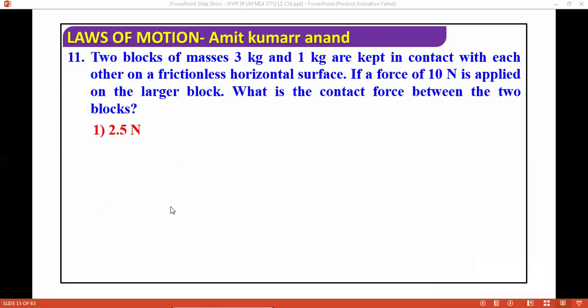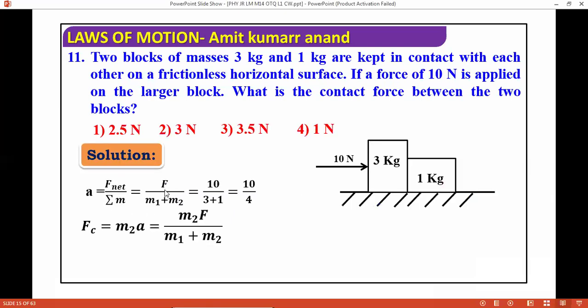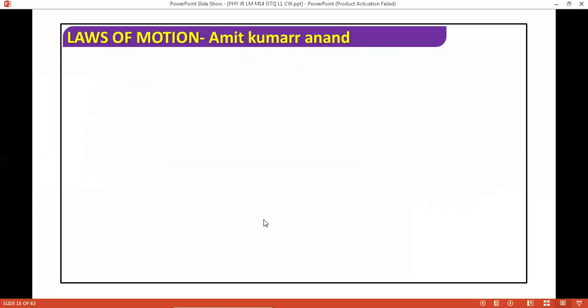I'm showing you the calculation part. If you solve this, the acceleration is the net force divided by the total mass, so it comes to 10 by 4. And C you can find directly from this relation, because it will come as M2 into A. Here A is F by M1 plus M2. So you'll get the answer 2.5 meters per second squared. Moving on to the next question.